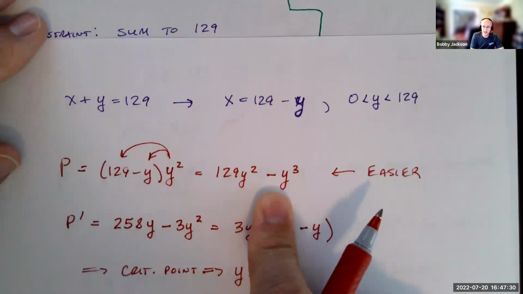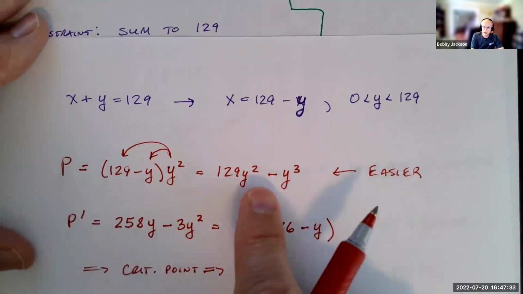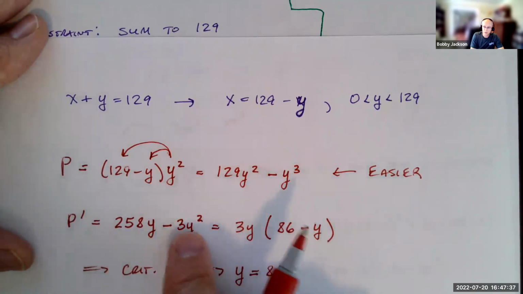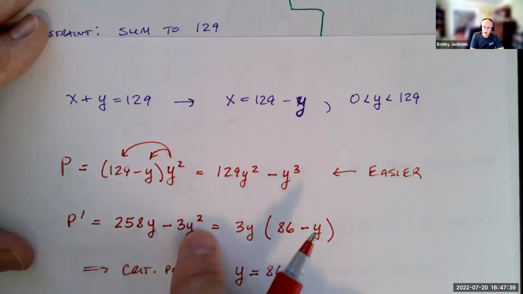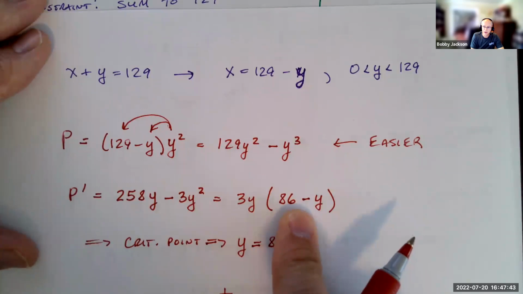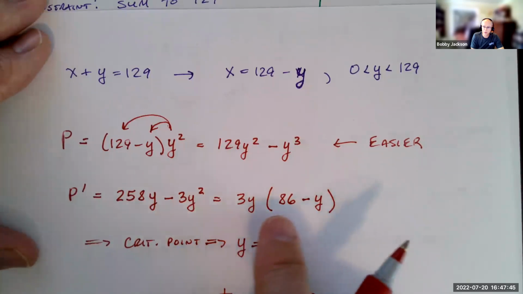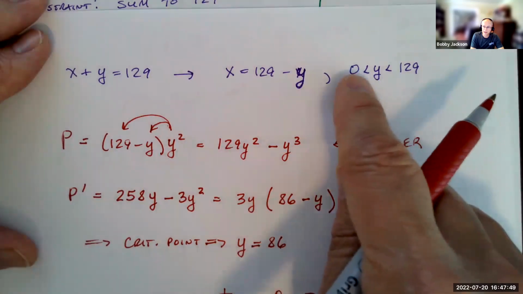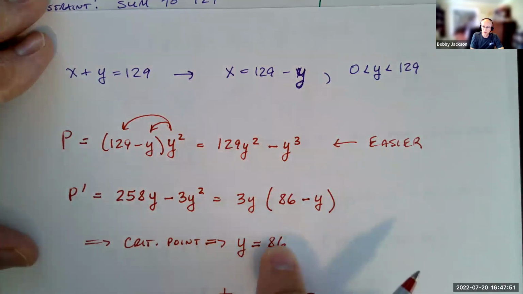Well, this is easy to take the derivative of. I don't have to use the product rule at all. Bring the 2 down, I get 258Y. Bring the 3 down, 3Y squared. Factor out a 3Y, and we've got this. And clearly this is going to be 0 when Y is 86. We don't include 0 here because, again, Y has to be greater than 0. That's the only critical point.